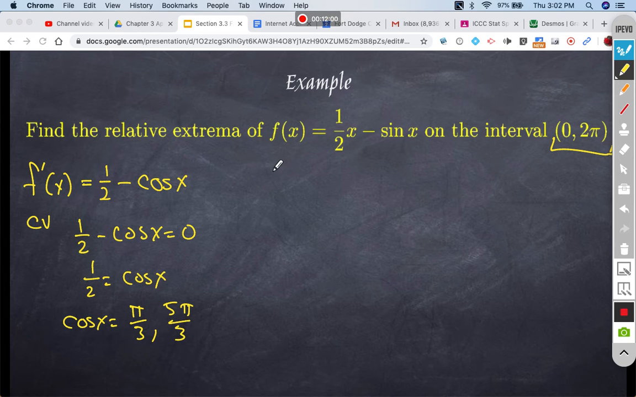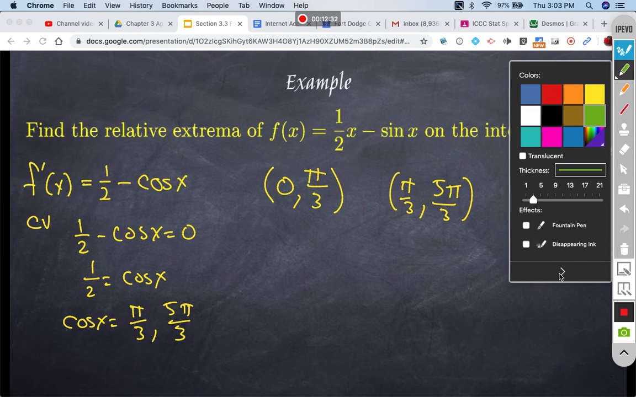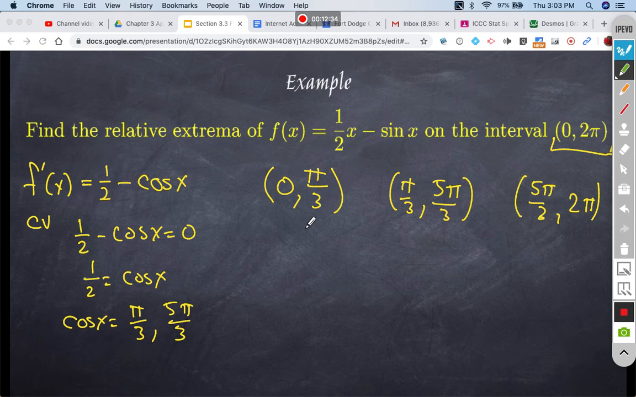So I can set up my intervals. Here I'm not going to infinity because I'm only looking on the interval 0 to 2 pi. So my first interval is going to be 0 to pi over 3. My second interval is from pi over 3 to 5 pi over 3. And then I'm going to go 5 pi over 3 to 2 pi. So those are the 3 intervals, the 3 places that I want to look at.